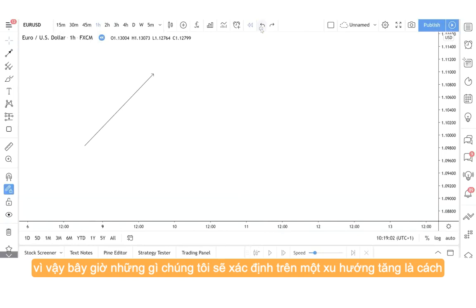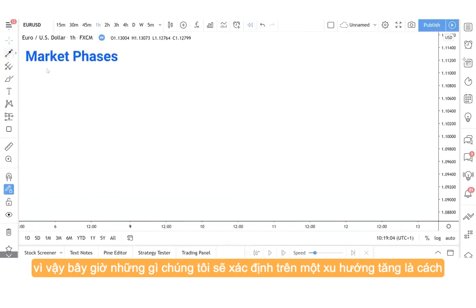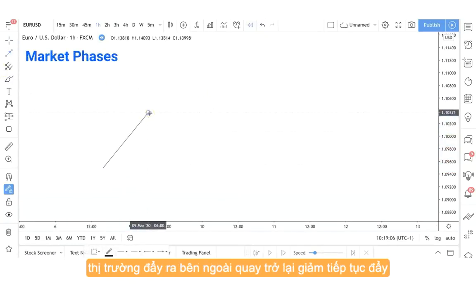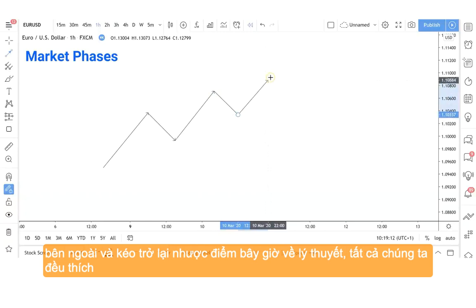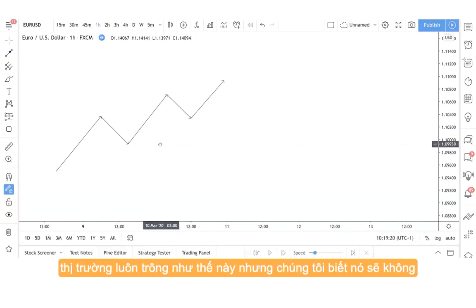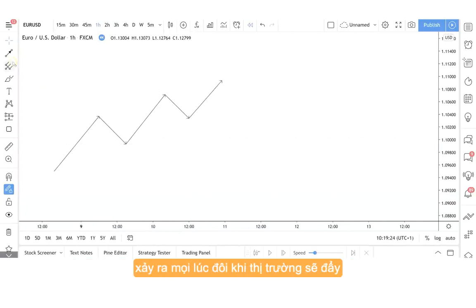So now, what we're going to be identifying on an uptrend is how the market pushes to the upside, pulls back to the downside, continues to push to the upside, and pulls back to the downside. In theory, we would all love for the markets to look like this every single time, but we know it's not going to happen every single time.